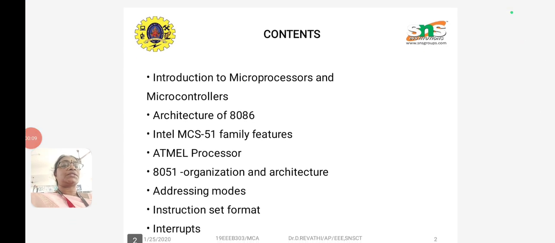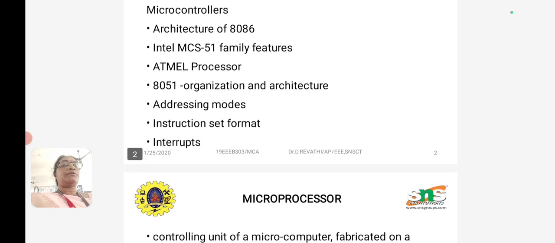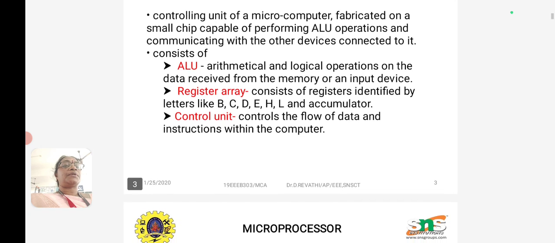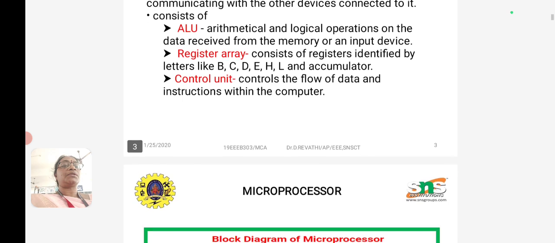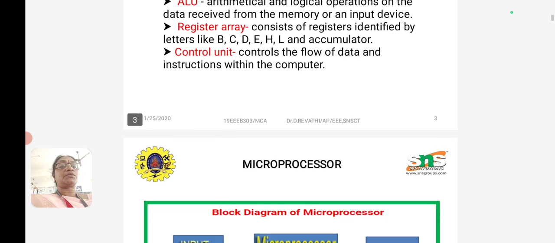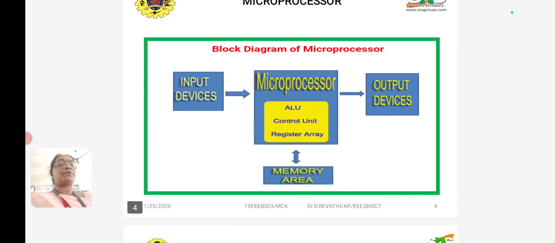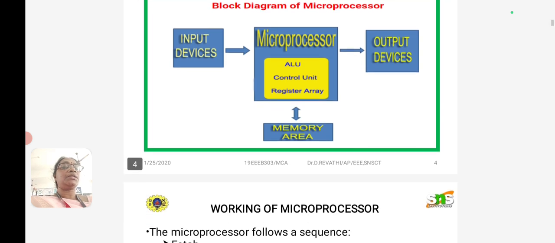So, I think in the last class, we discussed the introduction of microprocessor and what parts it consists of. That is ALU, register array, control unit. So what is meant by arithmetic logic unit, register array and control unit? We discussed this in the last class, and this is the block diagram of your microprocessor, which consists of input device, output device, memory area, and also the processor. The processor consists of ALU, control unit and then register array.